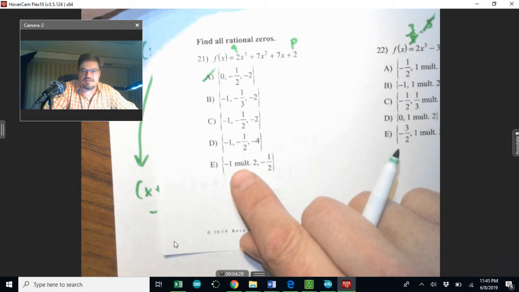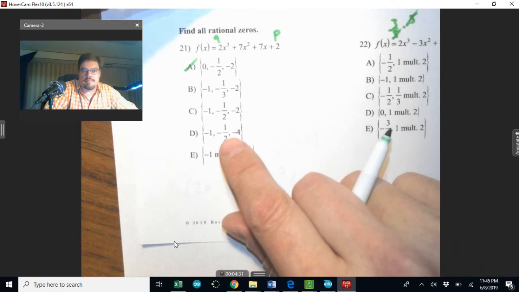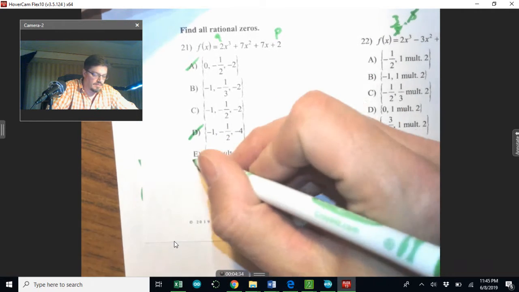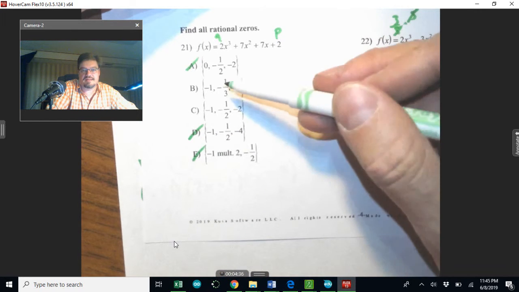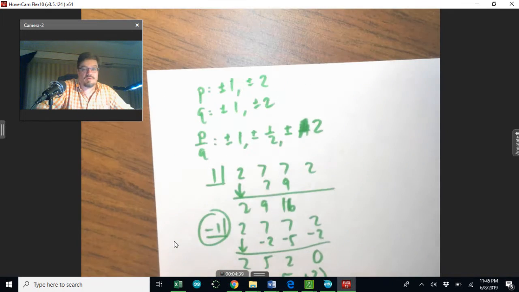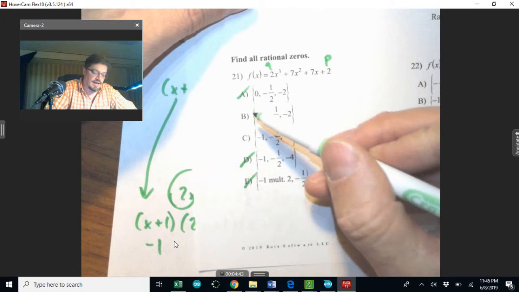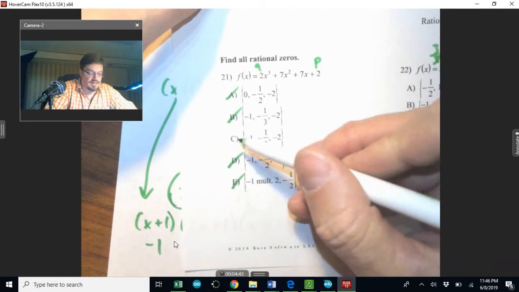So don't worry about this multiplicity. He's going to show up over here. I'll talk about that in a second. But it can only be B or C now, and then we have to ask, is it -1/3 or -1/2? -1/3 is not even one of my possibilities. Okay, so I can cross him off, and actually the answer is C.